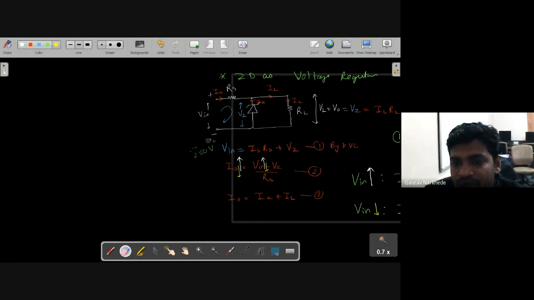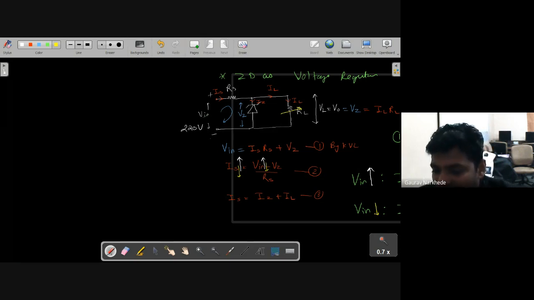Sometimes what happens, कभी कभी ऐसा होता है कि हमारा input तो fixed है, let us say that input is fixed at 220 volts. Now sometimes what happens, your load will become varying. For example, आप ऐसे करते हो कि आपका laptop या cell phone ले लीजिए, right. मेरे पास MI का charger है, and then I am connecting, आउटपुट कितना दे रहा है MI का charger? 5 volts.